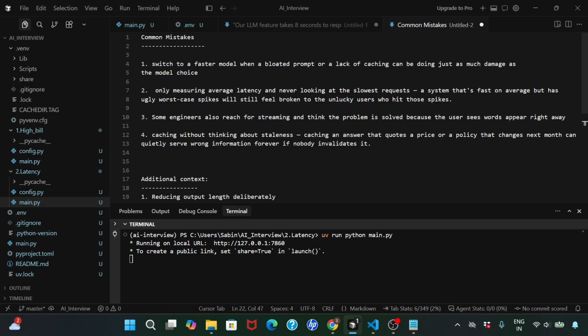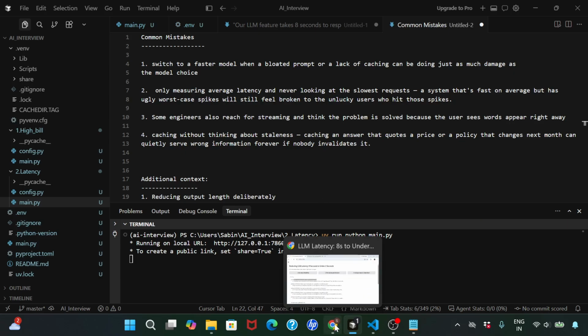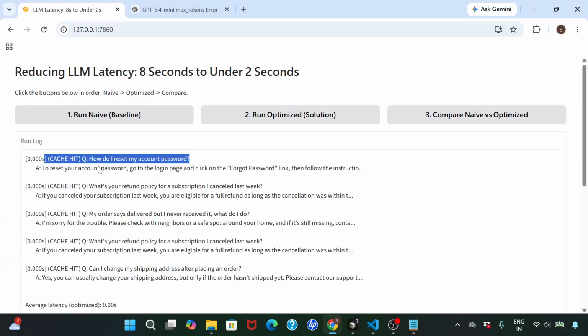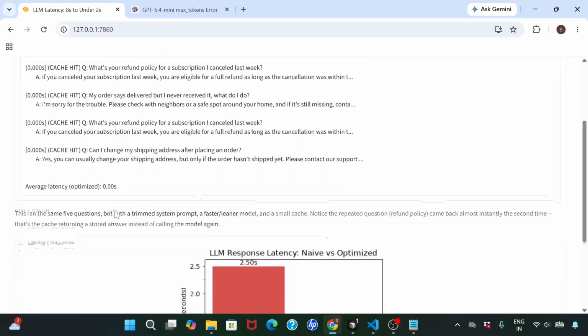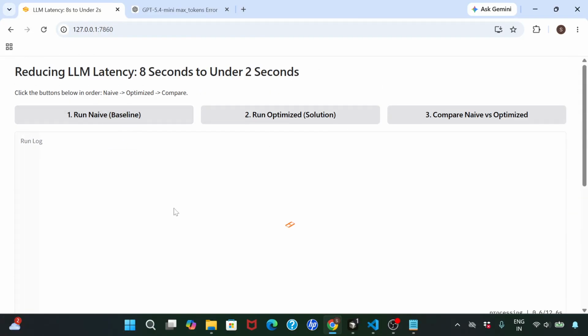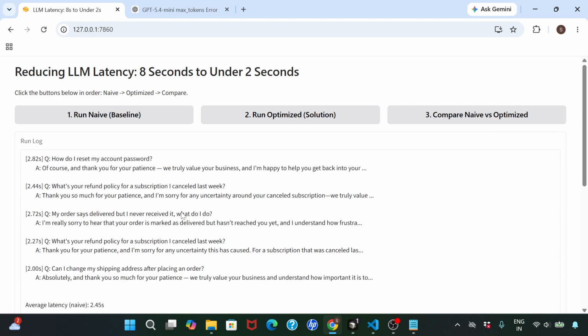The other important thing is that we are only measuring the average latency. Sometimes what happens is, if you go back here, there are 5 questions. This is a very small number, but each question takes a different amount of time. One question you might get in 2 seconds, another in 3 seconds. Like this question you got in 2 seconds, but this question you got in 2.82 seconds.